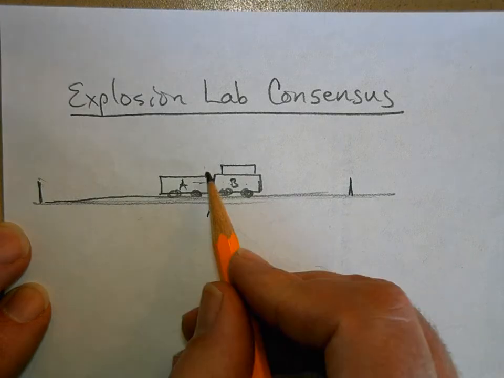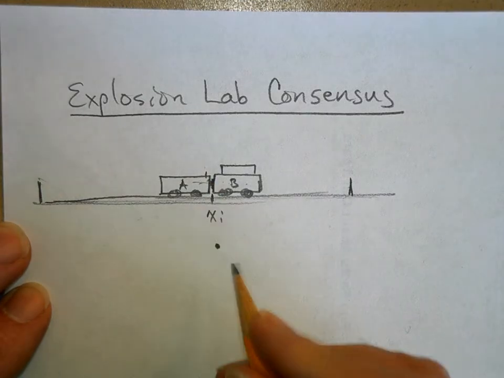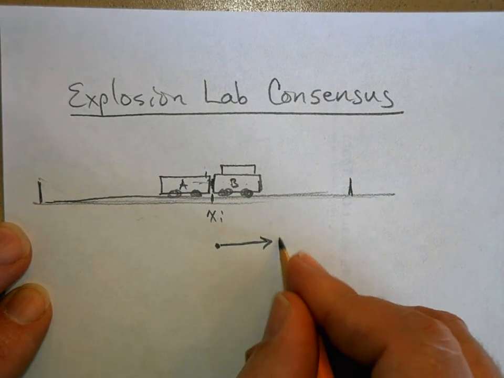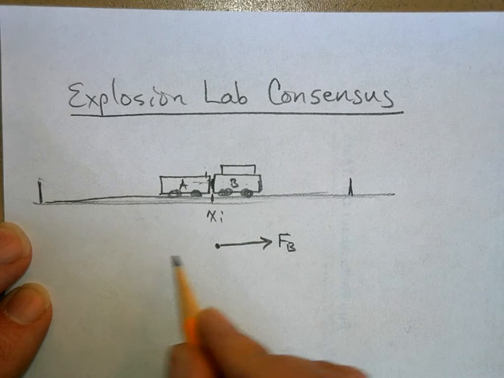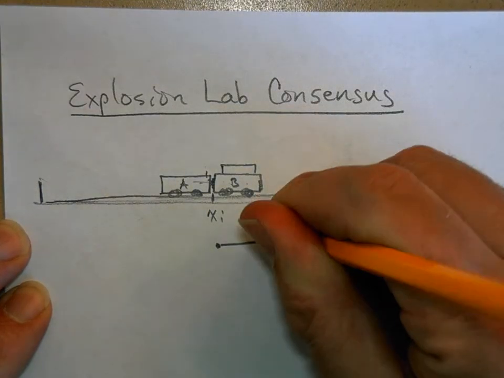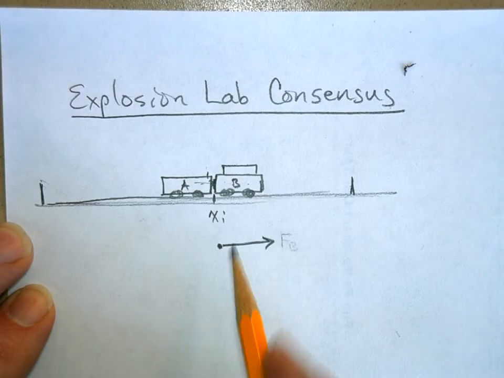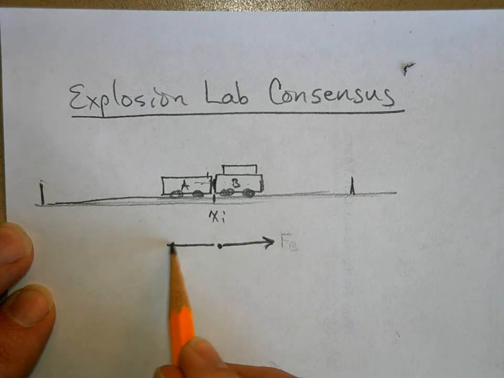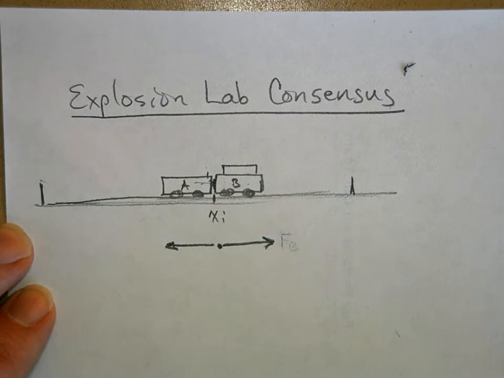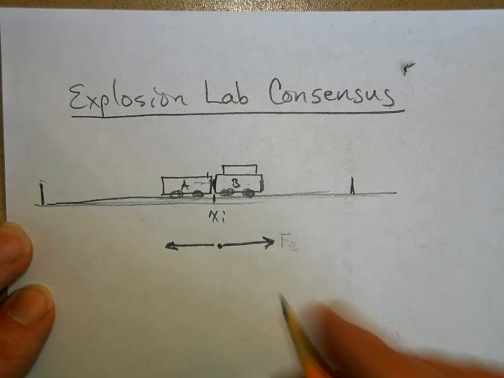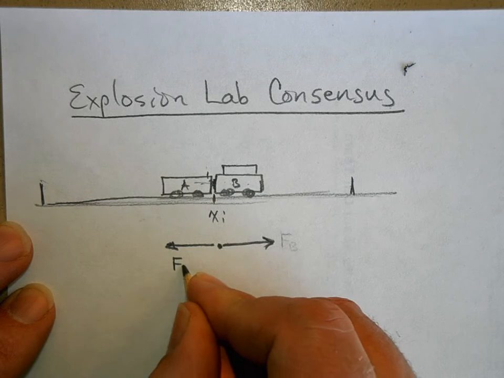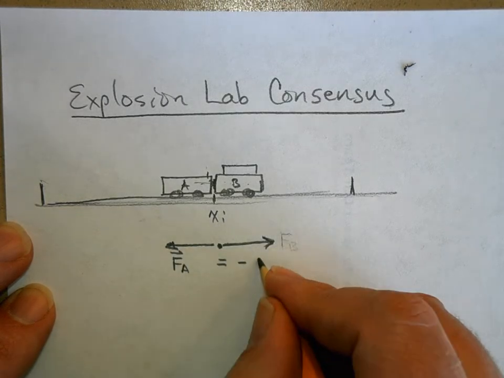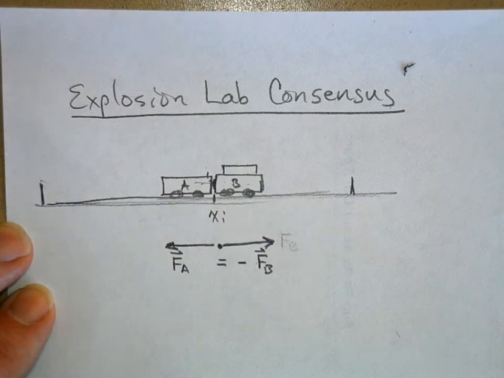Now, first of all, when you triggered this, the force, this is the force on car B, and let me write underneath it. So car B felt a force, and car A felt an equal but opposite force, right? They're pushing on each other with equal and opposite forces. That's Newton's third law. And so we say the force on car A was equal, but in the opposite direction to the force on car B.